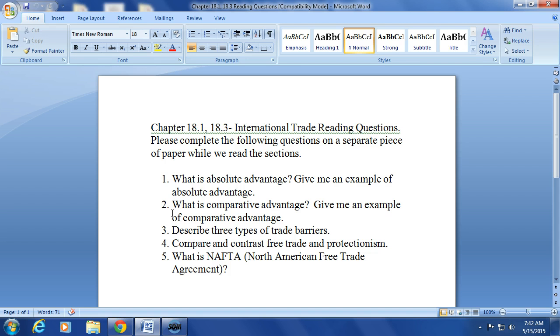Now, there's been quite the push over the past several decades for free trade. A good example of that, if you look on page 445, is NAFTA. You'll see in blue it says NAFTA. That stands for the North American Free Trade Agreement. It is a free trade agreement that was put forth and signed by the United States, Mexico, and Canada. So that's a good example of a free trade agreement, NAFTA.